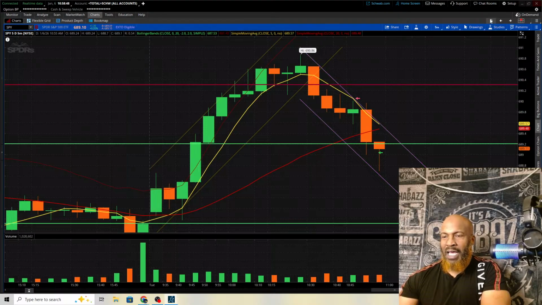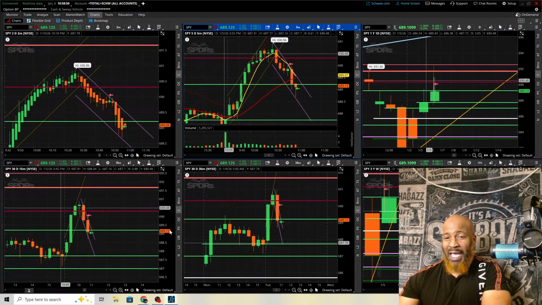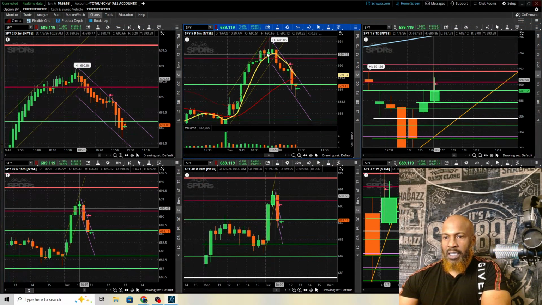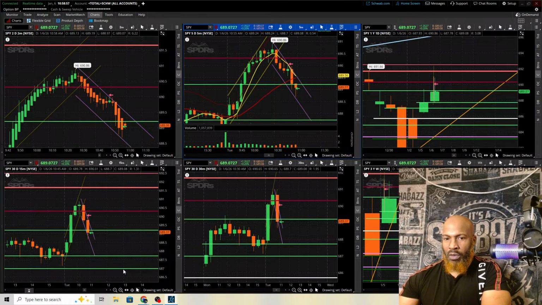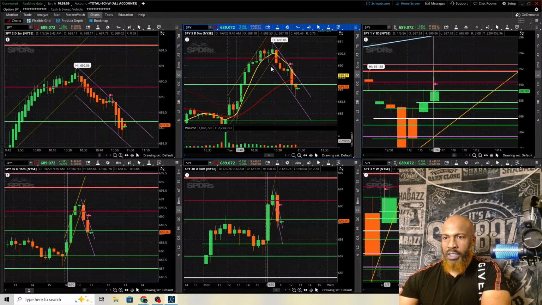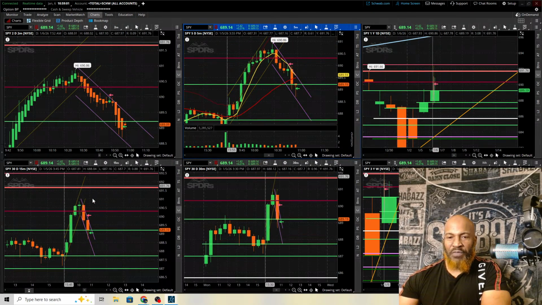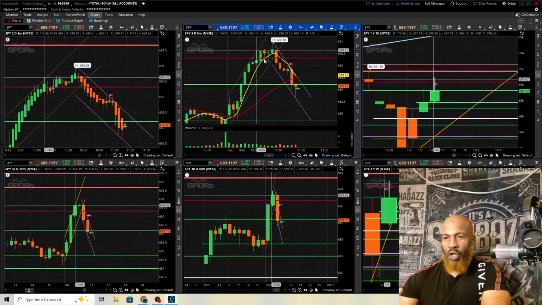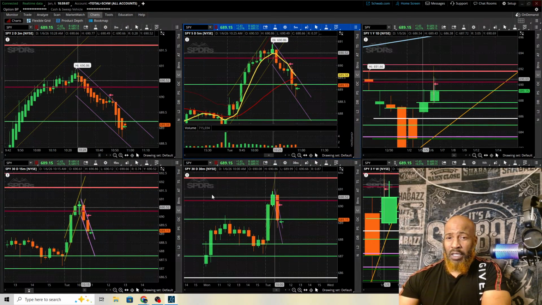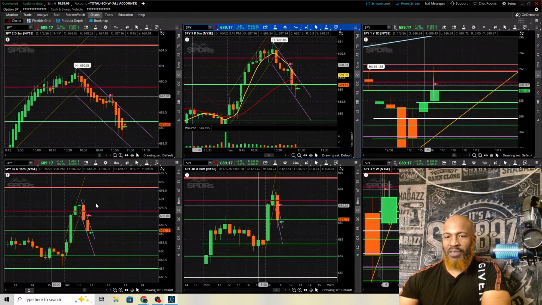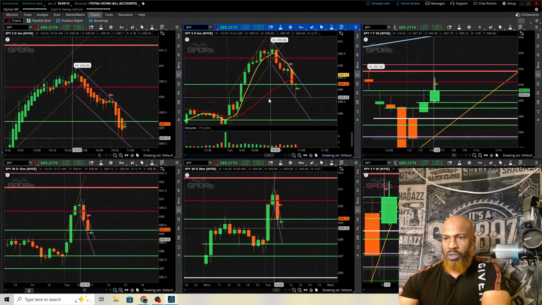The problem that I had was this possible 3 candle reversal was just forming on the 15-minute chart. It was already formed on the 5 and was just forming on the 15-minute chart. So again, that's also part of letting the candle close.